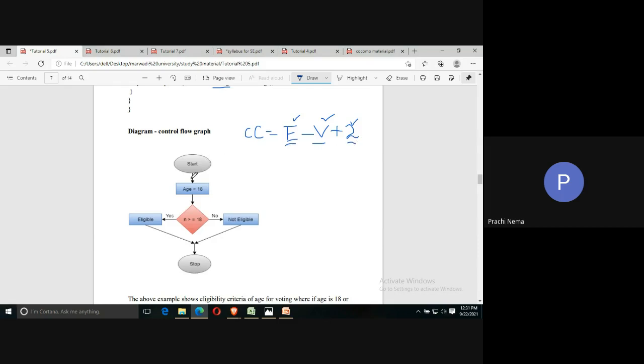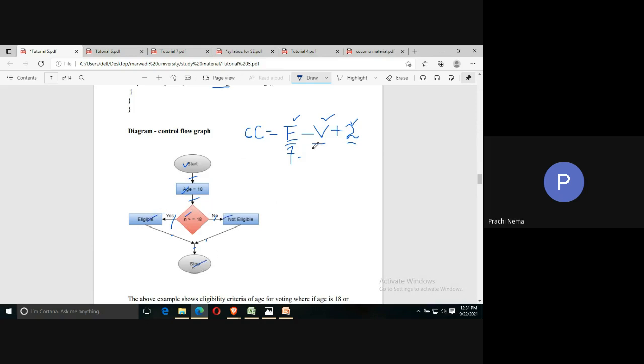Here the count of the number of edges in this particular example is, you can count here: 1, 2, 3, 4, 5, 6 and 7. So here there are 7 edges, minus the number of vertices. Vertices are all the nodes you have. Here the number of nodes are 1, 2, 3, 4, 5 and 6.